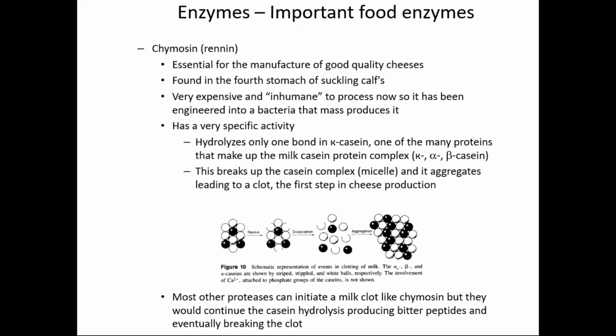It is also known as renin, and it is found in the fourth stomach of the young calf. It was very expensive and it was inhumane to kill the calves to get the chymosin. So now a recombinant chymosin having the same sequence and forming the same protein as chymosin is expressed in Aspergillus and used. It has a very specific activity: it only breaks a single bond in kappa casein, one of the many proteins that make up milk.